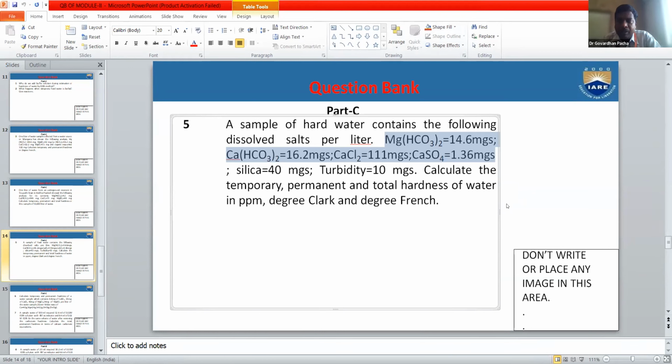Okay? Can anybody tell me what is the interconversion of units of hardness? 1 ppm is equal to 0.1 French degree, 0.7 Clark degree, sir. 0.7 or 0.07? 0.07 Clark degree. Okay. So 1 ppm is equal to 0.07 Clark degree, which is equal to 0.1 French degree.